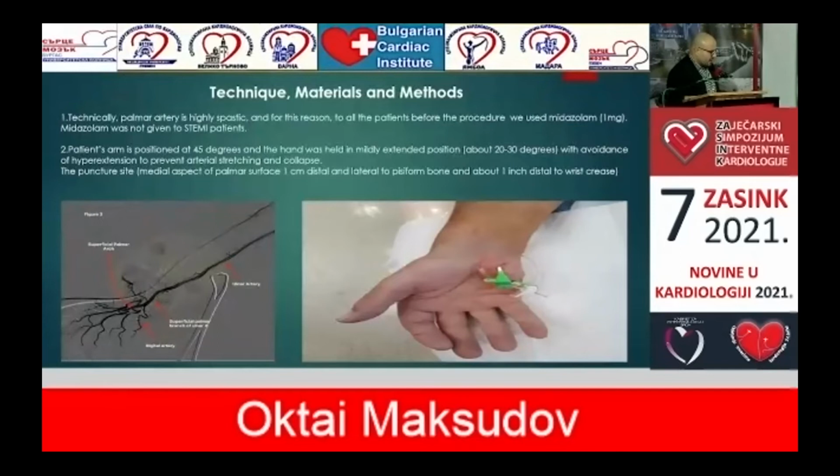Technically, we give midazolam, 1 milligram, to all the patients before the procedure. Midazolam was not given to the STEMI patients because of the highly spastic palmar artery. The palmar arm was positioned at 45 degrees to avoid hyperextension and artery stretching and collapsing. You can see the puncture spot. The puncture site is approximately 1 centimeter distal and lateral to the pisiform bone, and about 1 inch distal to the wrist crease.